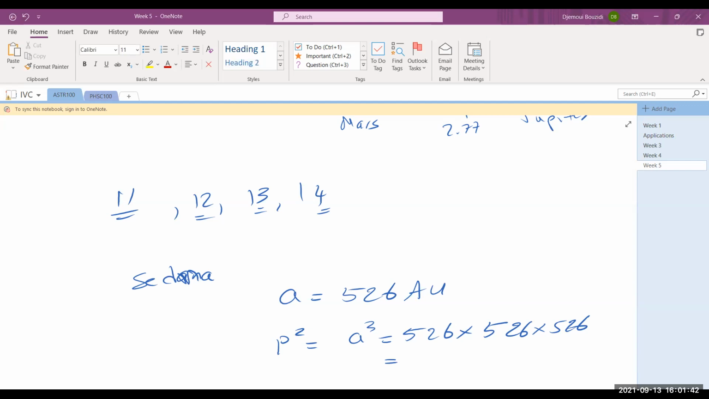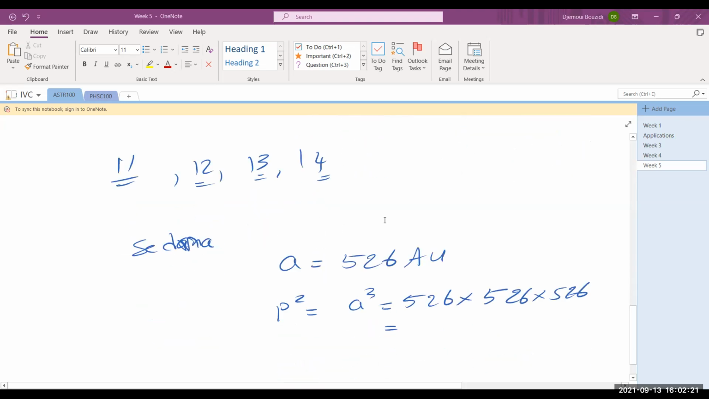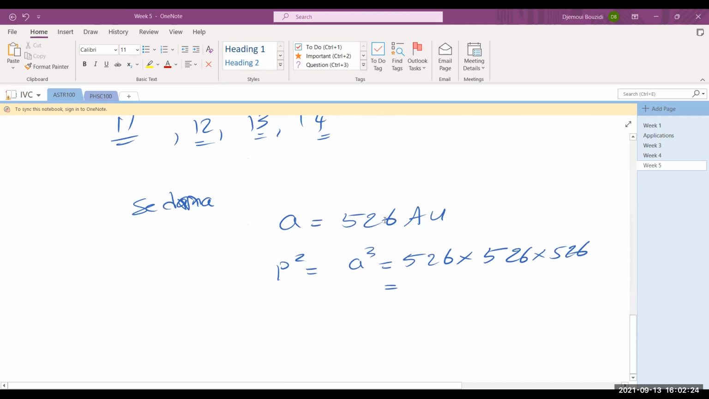Let me tell you what my calculator is telling me: 526 times 526 times 526 is 145,531,576. So all of this, I have to now take its square root, because this is P squared, not P. So it's going to be 12,000 years or something. 12,000 years compared to 248 is ridiculously large.